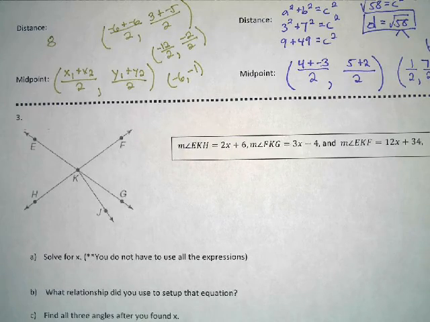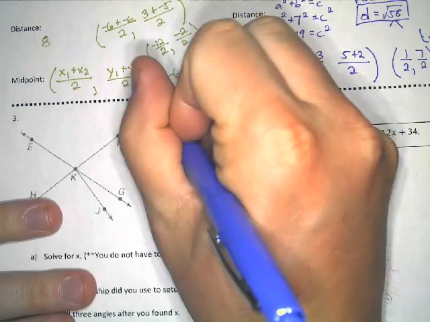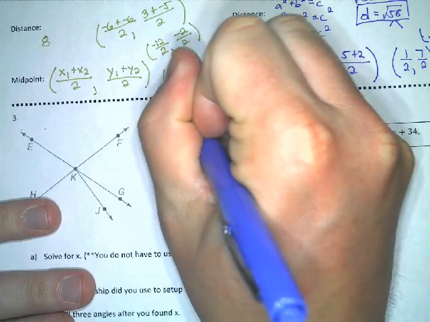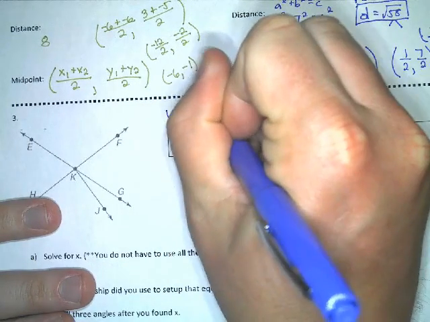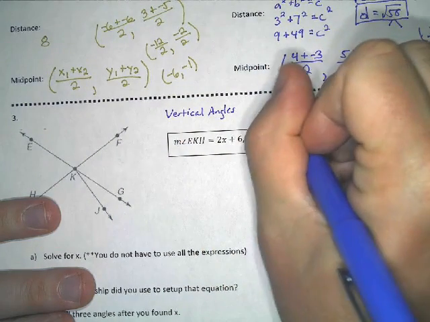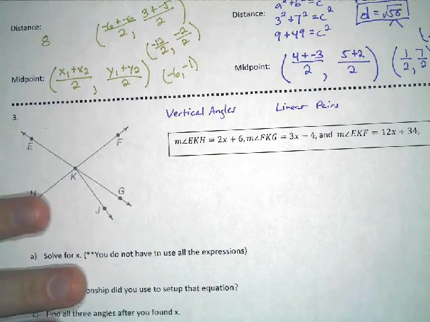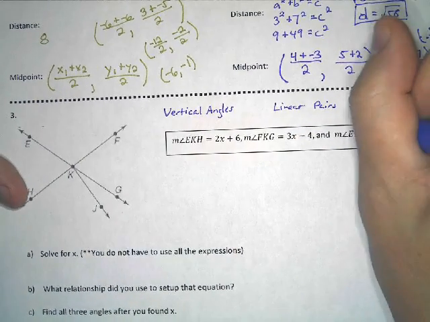Okay, now let's go ahead and reinforce angle relationships. The different types of angle relationships are, there's three of them. We have vertical angles, we have linear pairs, and we have a thing called complementary angles.